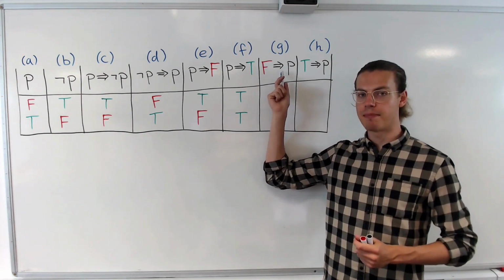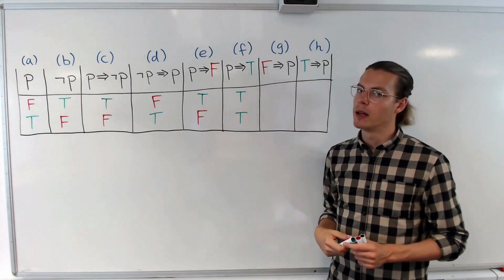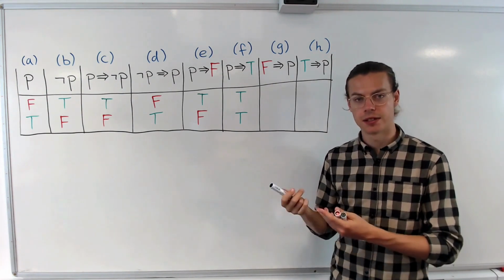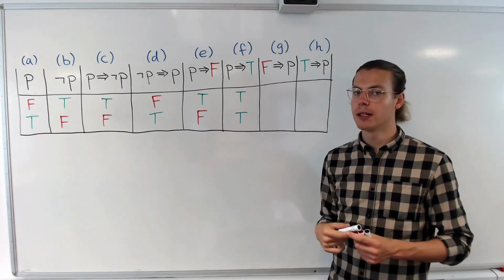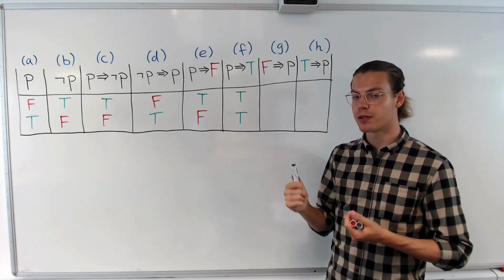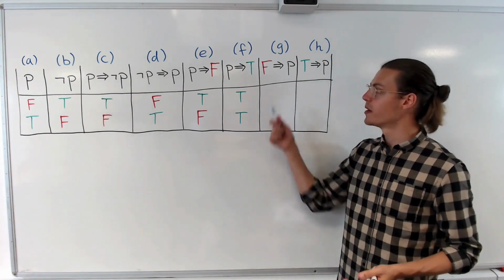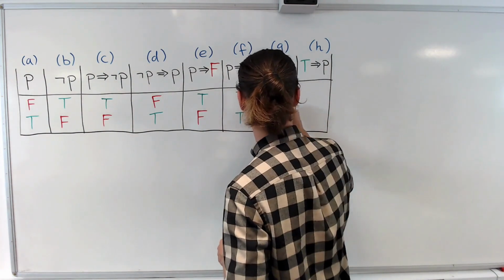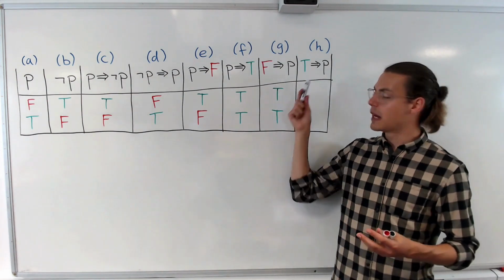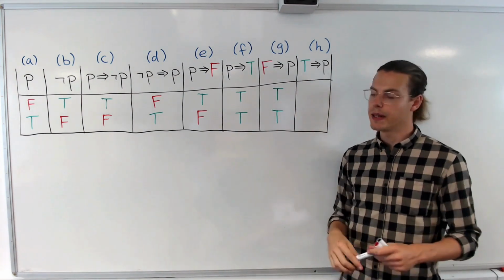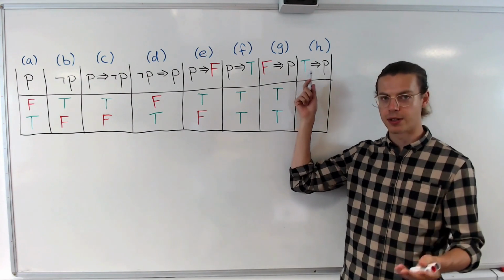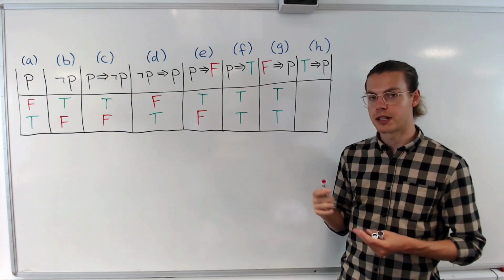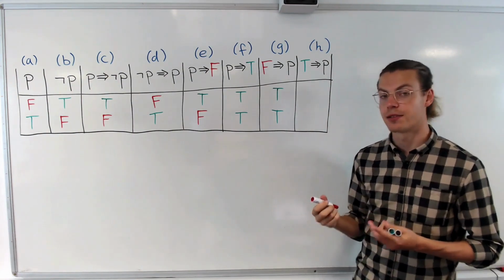Next, false implies P. Well, if P is false, then we get false implies false, which is true. And if P is true, we get false implies true, which is again true. False implies anything is true. Finally, we have true implies P. If P is false, we get true implies false, which is false. And if P is true, we get true implies true, which is true.